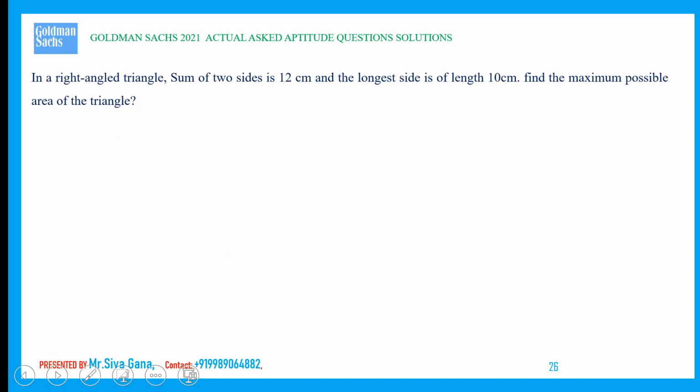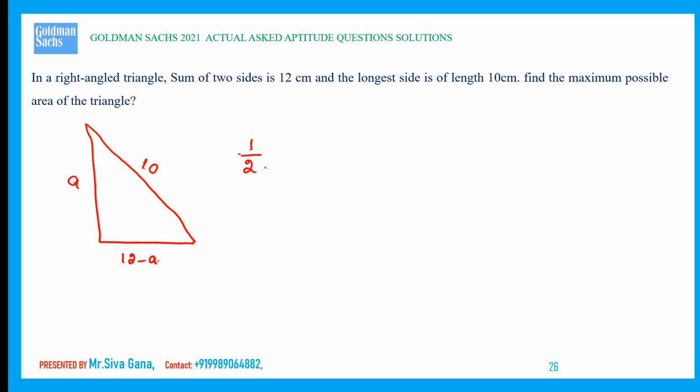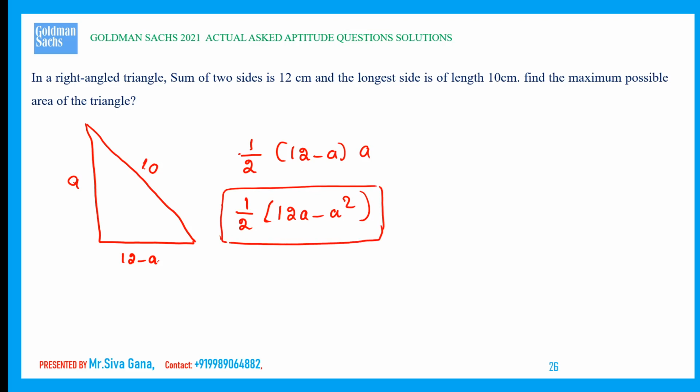Next question, from mensuration. In a right angle triangle, the sum of the two sides is 12 and the longest side is 10 centimeters. So if one side is A, the other side is 12 minus A. The longest side is 10. We need the maximum area. Area of the right angle triangle is 1/2 into base into height, that is 1/2 into 12A minus A square.